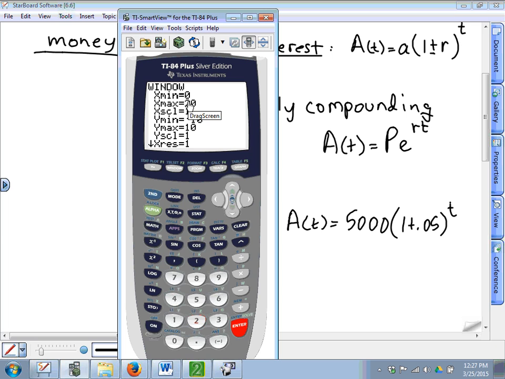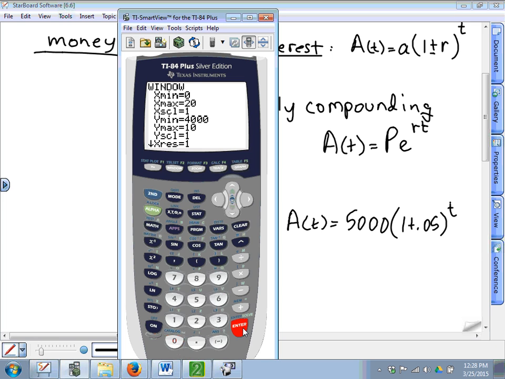The x-axis represents time. What does the y-axis represent? Money. Right now I've got negative $10 to $10. Do you think I ought to change that? Probably. She starts with $5,000 minimum deposit, so I'm going to change the Y min to just slightly less than that, 4,000.